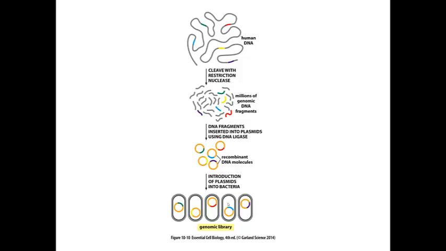Libraries are useful for lots of things. One thing they're useful for is to sequence a genome. You can pull out individual clones and sequence them, and then use computer algorithms to compile your sequence into contigs, and then eventually sequence the whole genome.